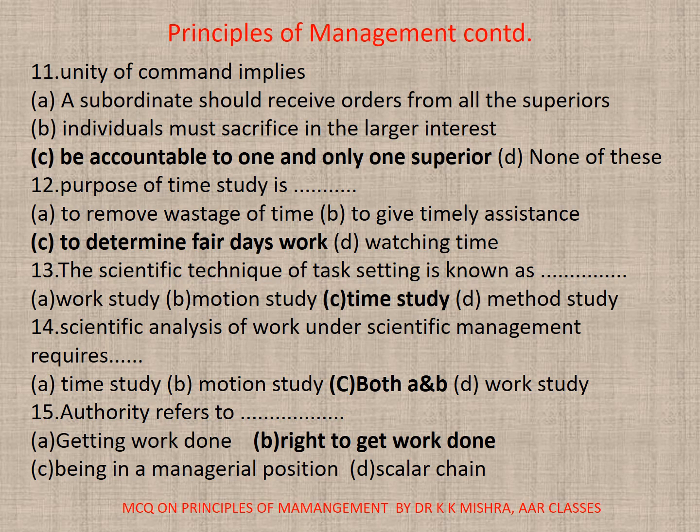11. Unity of command implies A. A subordinate should receive orders from all the superiors. B. Individuals must sacrifice in the larger interest. C. Be accountable to one and only one superior. D. None. So the correct option is B. Accountable to one and only one superior. Correct option is C actually.